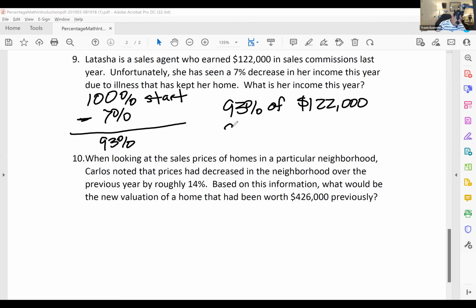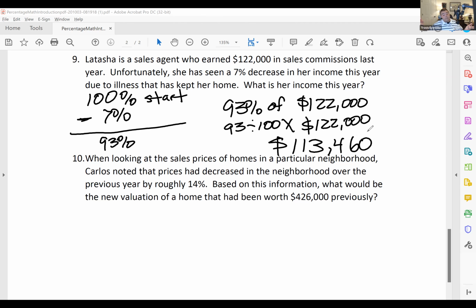Well, we know that 93% is 93 divided by 100. We know that of is multiplication. We know we're going to use that 122,000 because it's the number they gave us that we have to work with. We're ready for math. 93 divided by 100 times 122,000. This year, Latasha's income has come down to $113,460, which makes sense because she made less. She made less this year than she made last year, which is what it should have been because it said she had a decrease.